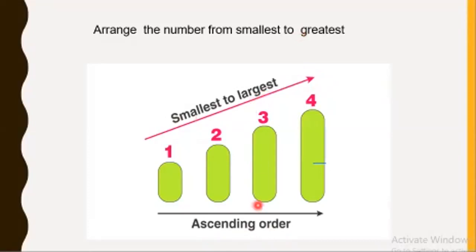So whenever you see this terminology in any question, arrange the numbers in ascending order, you are supposed to arrange the numbers from smallest to greatest. As you can see in this picture, 1 is the smallest, then 2, then 3, then 4, and so on. So ascending means arrange the numbers from smallest to greatest. Let's move to the next slide.